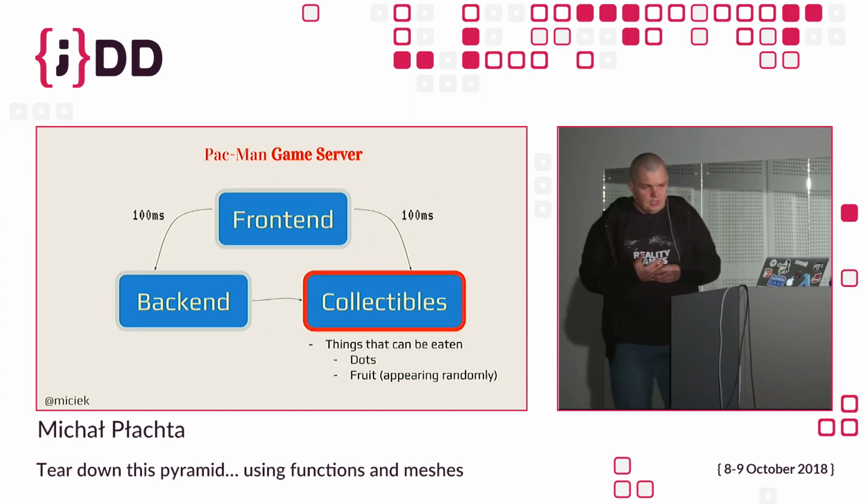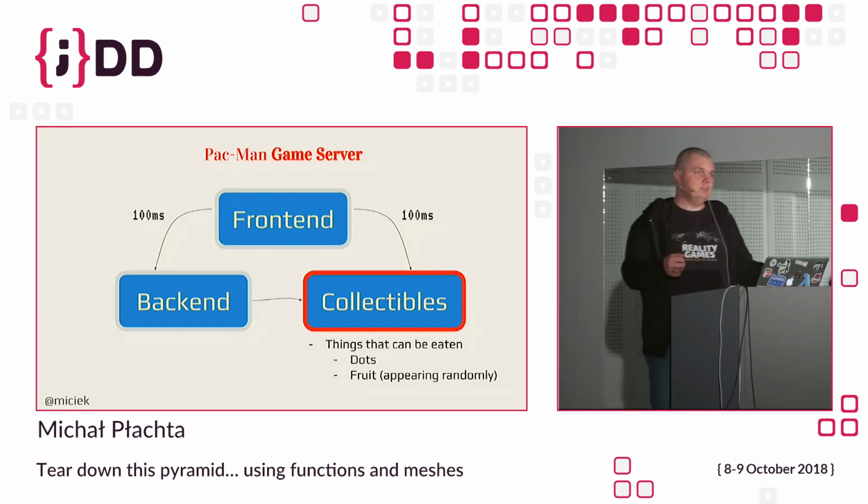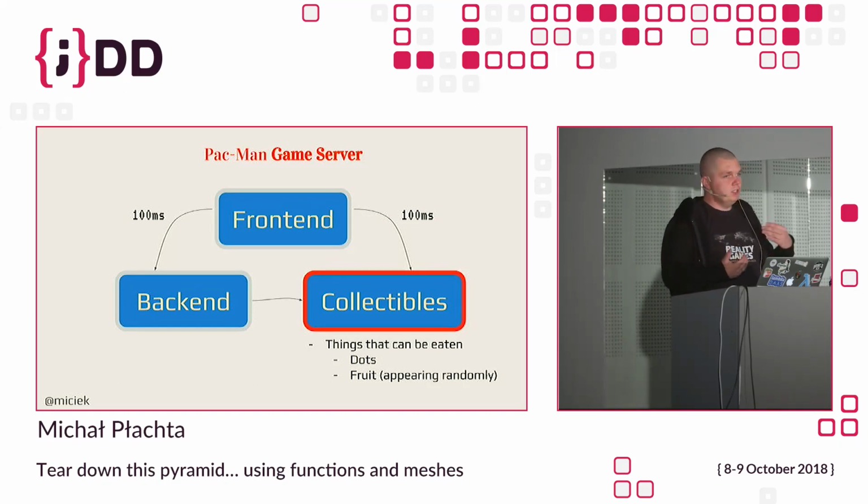What we want to do is create from scratch a new service, which is called the collectible service. This is the service that will keep up with all those dots that Pac-Man needs to eat. So we need to introduce this to production, to the Kubernetes cluster, without disrupting any current functionality. So this is what we will be focusing on.